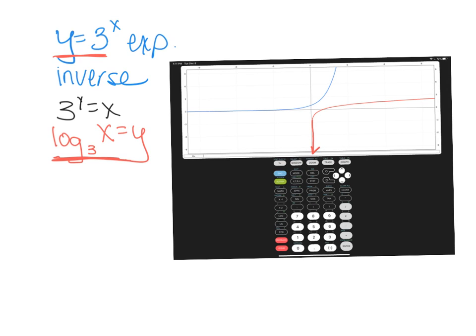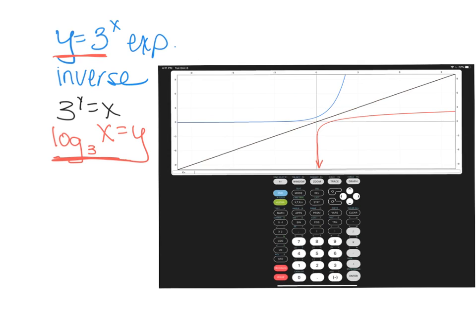Okay, so these are inverses. They clearly are reflected over a line, and you really should know what that line is. So that is this black line here. It kind of looks like a mirror image, correct? And you should know that that is the line y equals x. That is always the line of reflection on inverses, okay?